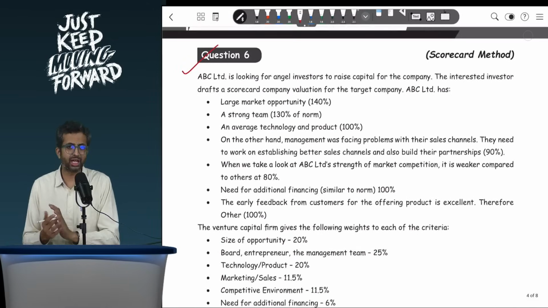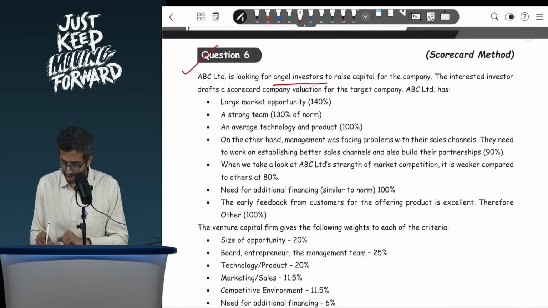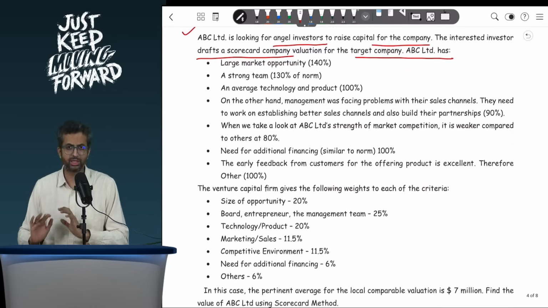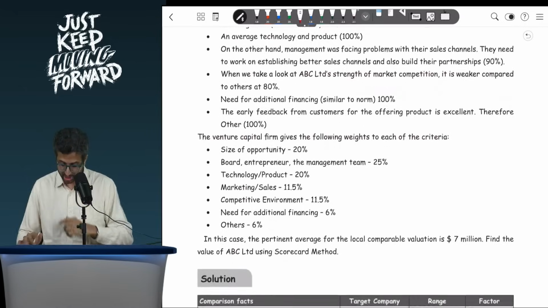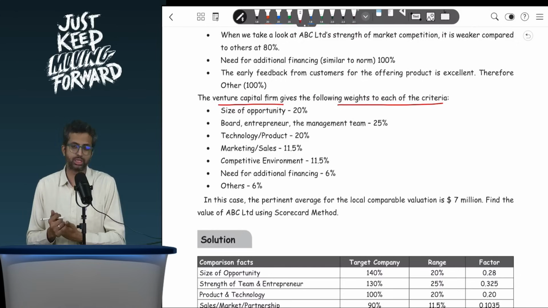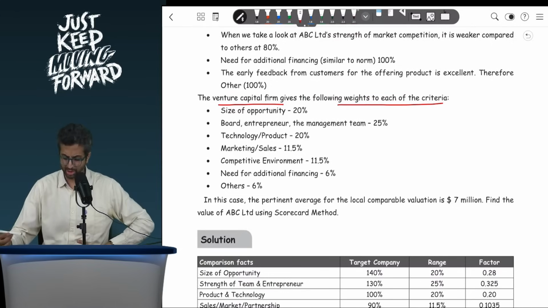It's a fairly detailed question, but it's much easier to understand. ABC is looking for angel investors to raise capital for the company. The interested investor drafts a scorecard company valuation for the target company ABC Limited. So you have these parameters which are given. One should read this, and the venture capital firm gives the following weights to each of these criteria. The size of opportunity is 20%. You could have given anywhere between 0 to 30%. Board entrepreneur management team is 25%, etc. So this has been given.